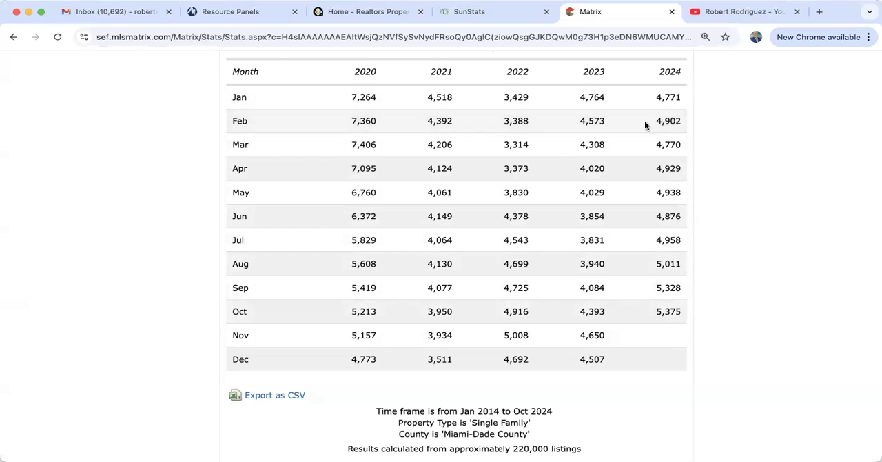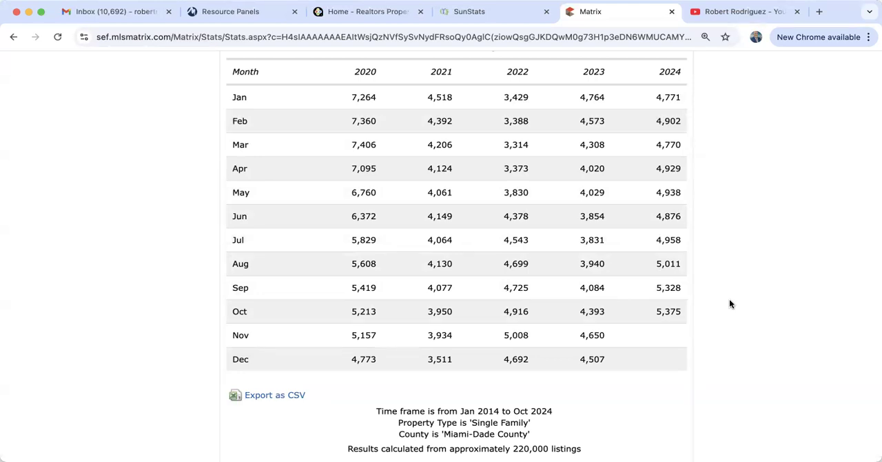So if you compare it year after year, you will see that there is a trending increase in inventory. This is pretty much equal, right? But we went higher, higher every single month. We've had more listings than the previous year. All right, so that is a trend upward.